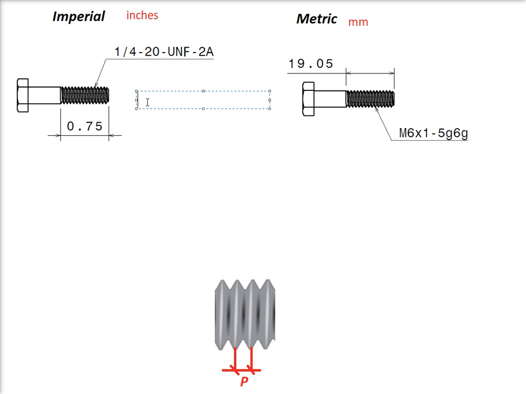2A. So 2 means class, okay? Class, we talk about 1, 2, and 3. So 1 is loose, 2 is medium, 3 is tight. So it's how accurate, what's the precision of the outside diameter. And so, like I said, it's pretty similar to what we have in a metric thread.